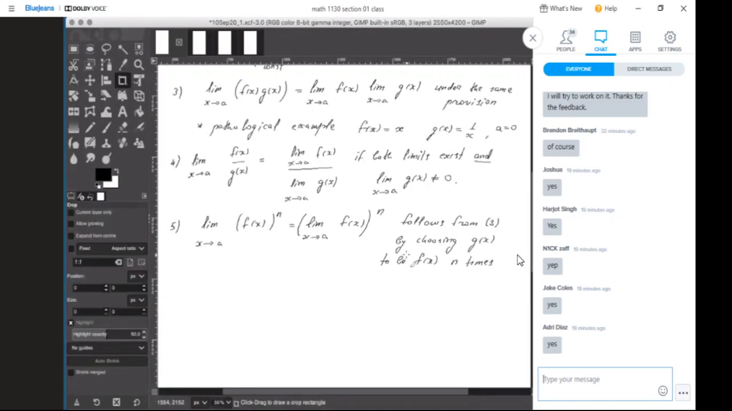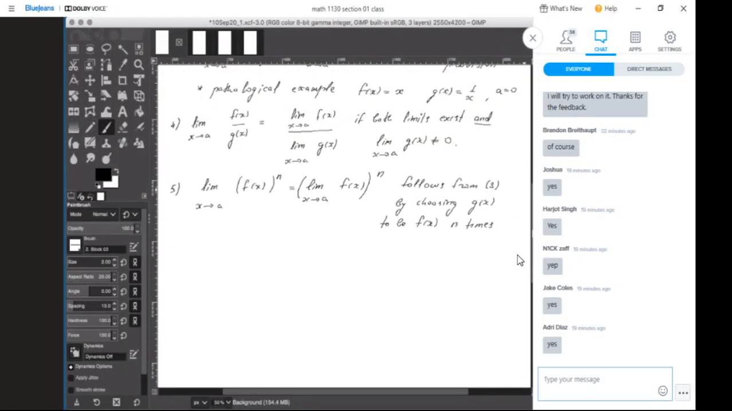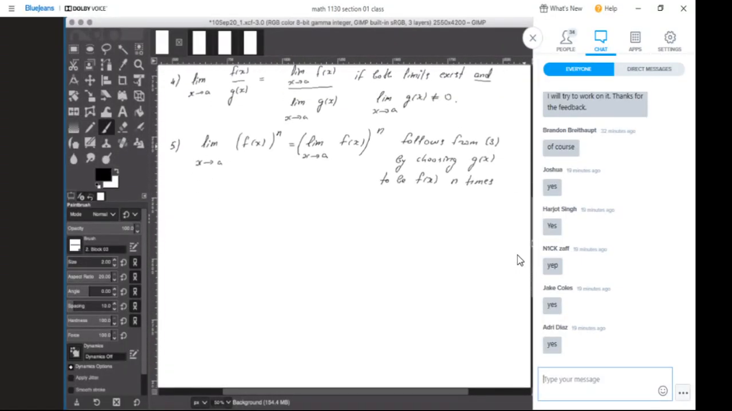Okay, and one last one. For the root, the limit as x going to a of f of x to the power of 1 over n, and this n we will presently discuss what it must be, will be the limit as x goes to a of f of x, to the power of 1 over n.